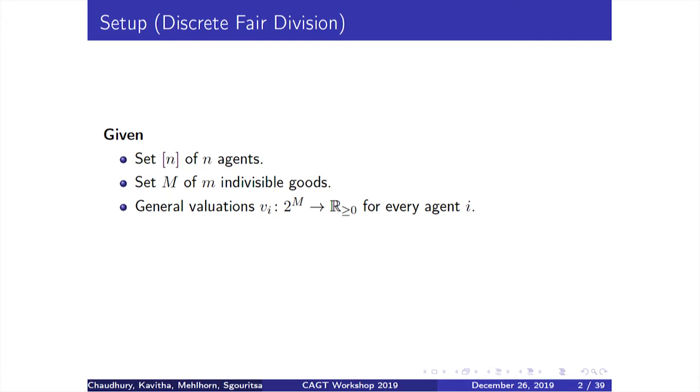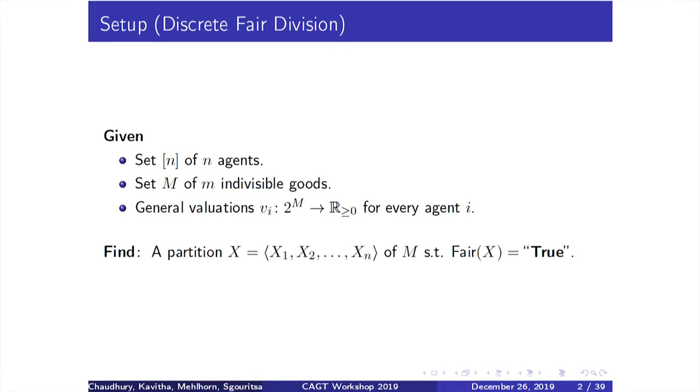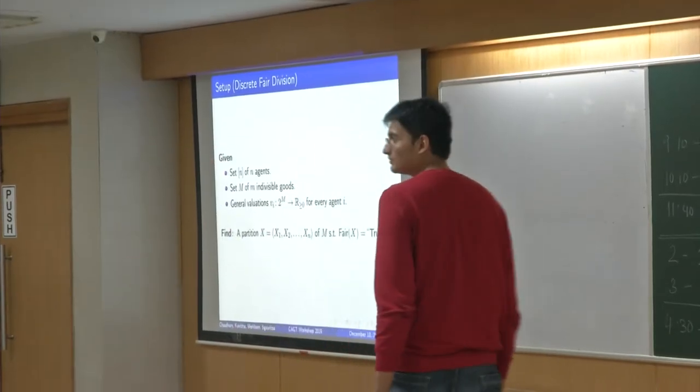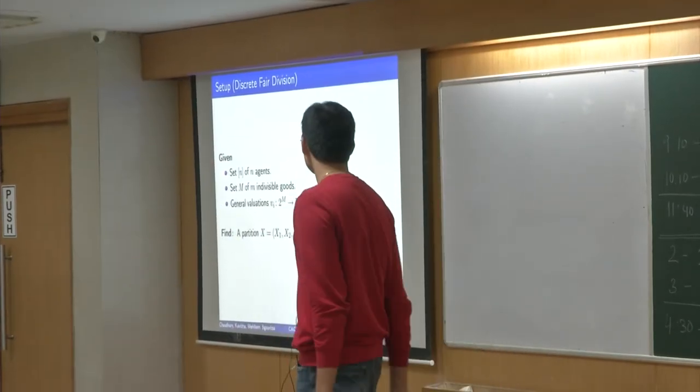Okay, so these are the components you usually have in a fair division instance. And typically what we want is to find a partition of the good set into n disjoint subsets. So think of each bundle Xi being allocated to agent i. And we want to be fair, whatever that means. I will get to that in a minute.